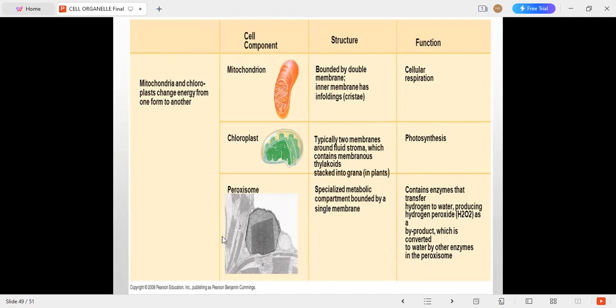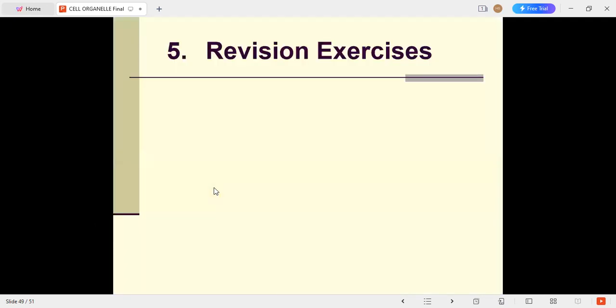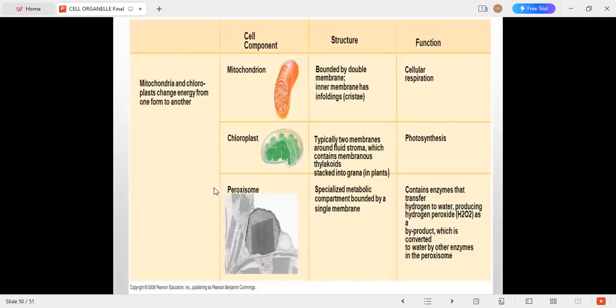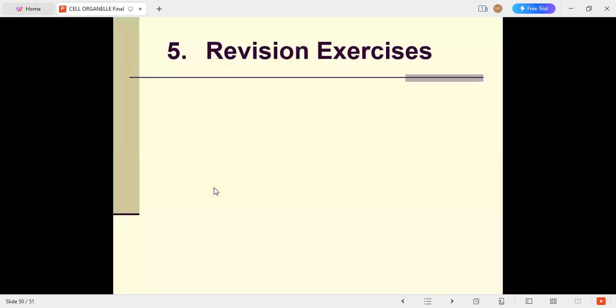So the next organelle is the peroxisome, which is a specialized metabolic compartment bounded by a single membrane. Peroxisomes contain enzymes that transfer hydrogen to water, producing hydrogen peroxide as a byproduct, which is then converted to water by other enzymes in the peroxisome.